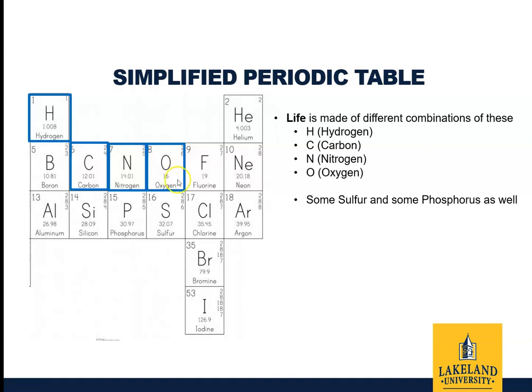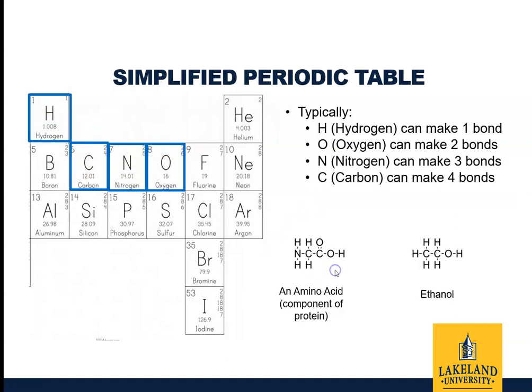So really just focusing on these four elements: hydrogen, carbon, nitrogen, oxygen, and we throw a handful of phosphorus and sulfur sometimes in there. But 90% or more of life, what we consider as a living thing, will be mostly containing hydrogen, carbon, nitrogen, and oxygen. These four elements make up a vast majority of what we consider life.